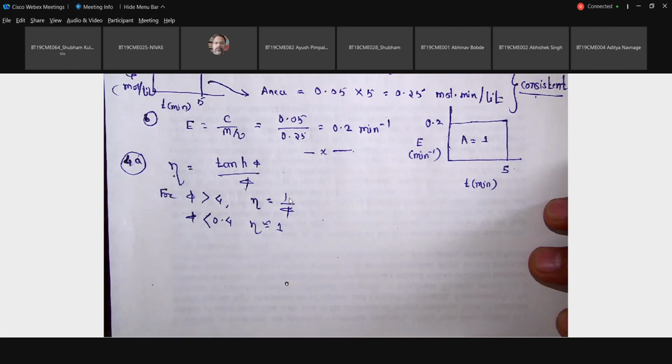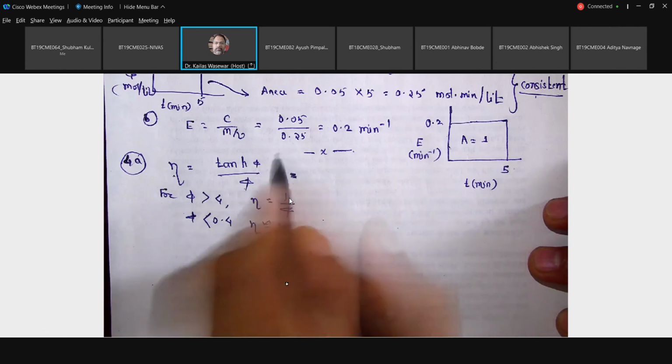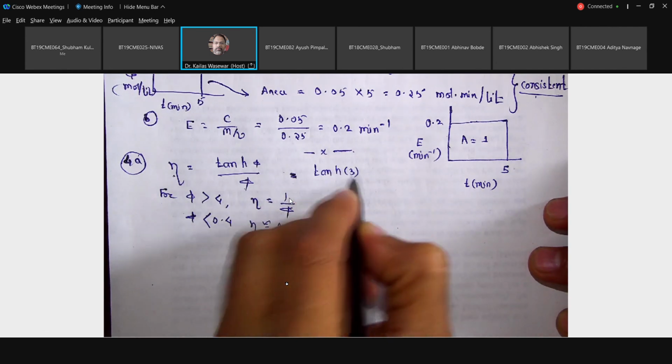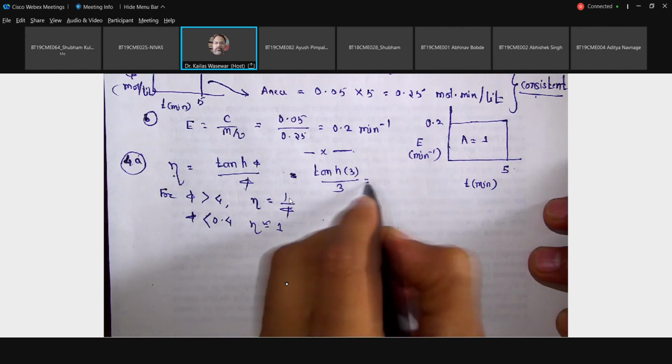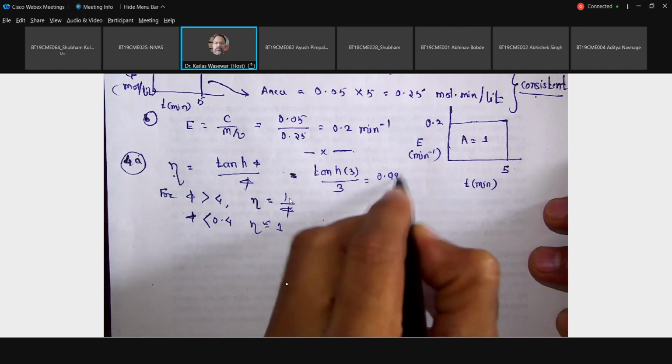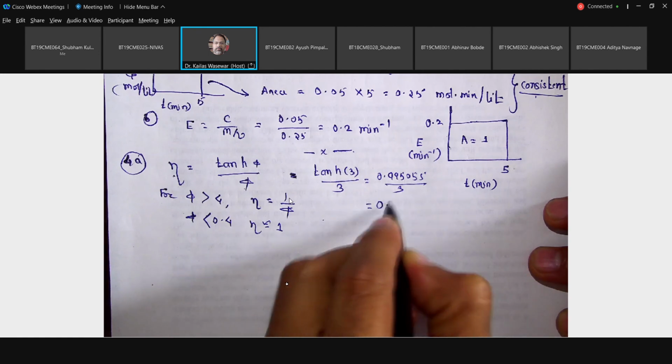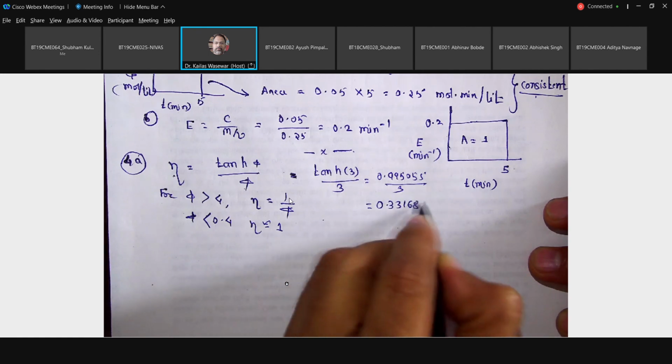Is it? So tanh 3 upon 3. So this will become 0.995055 divided by 3. So this will become 0.33168. Okay, up to 4 digits, no problem.